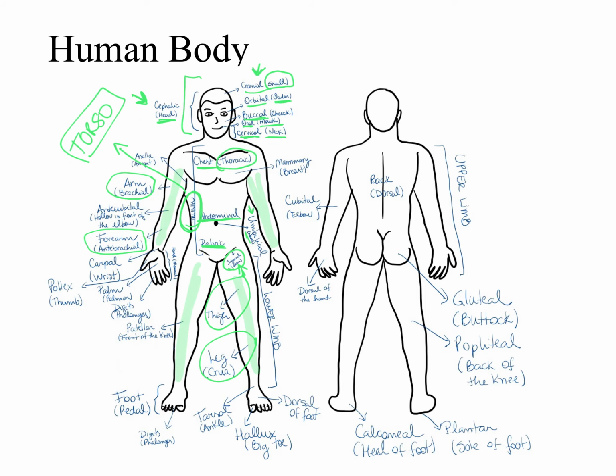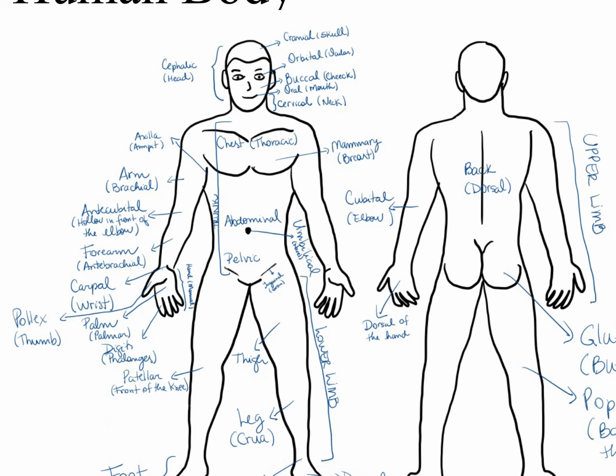We cannot say leg referring to our entire lower limb because our leg is just the part that's underneath the knee. We cannot say arm referring to our entire upper limb because the arm is just the part before the elbow. Another word for arm is brachial, and that's why the muscles that we have in our arm have the word brachii on it. So you have the biceps brachii and the triceps brachii, for example.